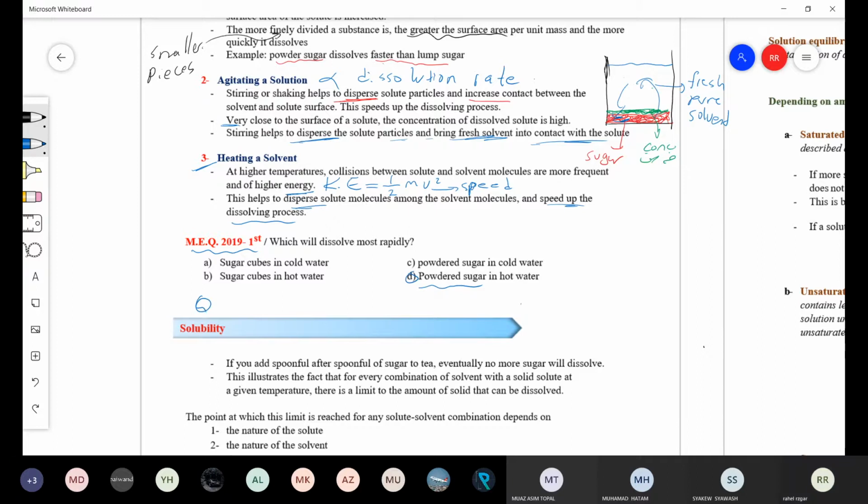What if the question becomes, which one is slowest? Then at that time, the answer is A.